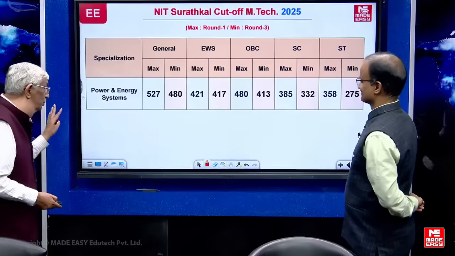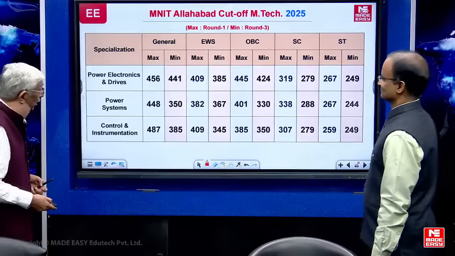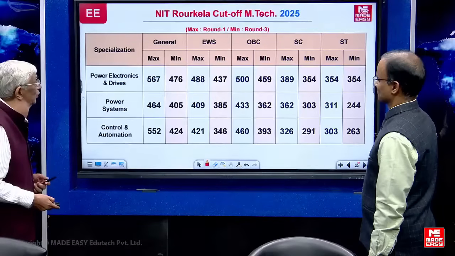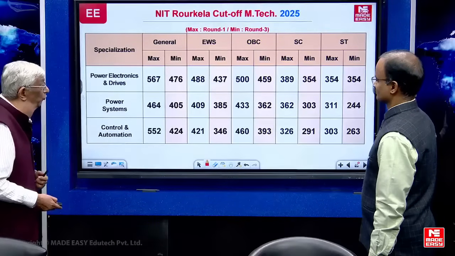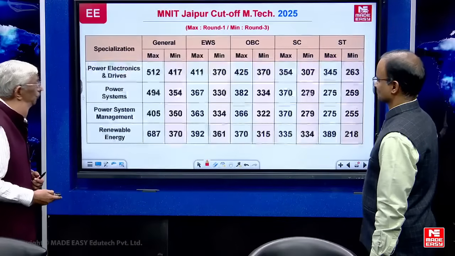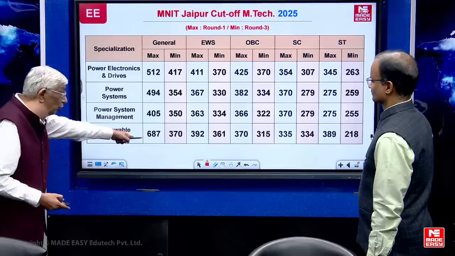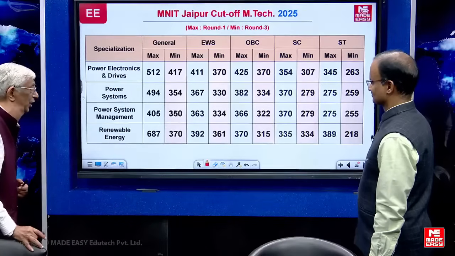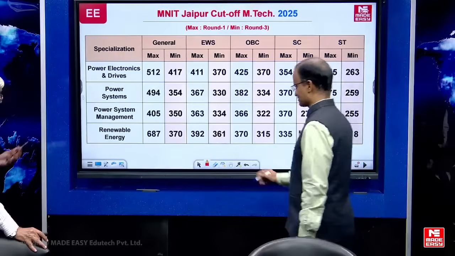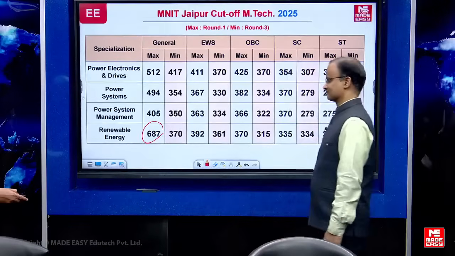Surathkal offers only one specialization, which is power and energy systems. Allahabad, Rourkela has a high cutoff. Then we have Bhopal, Jaipur. Jaipur again, renewable energy is a course which is gaining a lot of traction. But then the minimum is 370. In the coming days, students get good opportunities. Yes, sir.